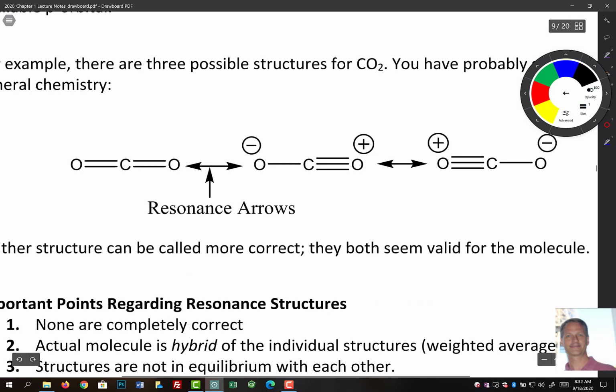So let's take a look at this first structure, and we'll put in our lone pairs here. If we calculate our formal charge, it's 0 for oxygen, 0 for carbon, and 0 for the other oxygen. Now, how do we get from this structure on the left, where I just put in all the lone pairs, to the structure in the middle? Well, what we've done essentially is taken a set of electrons. If we put in our lone pairs down here, it would look like this.